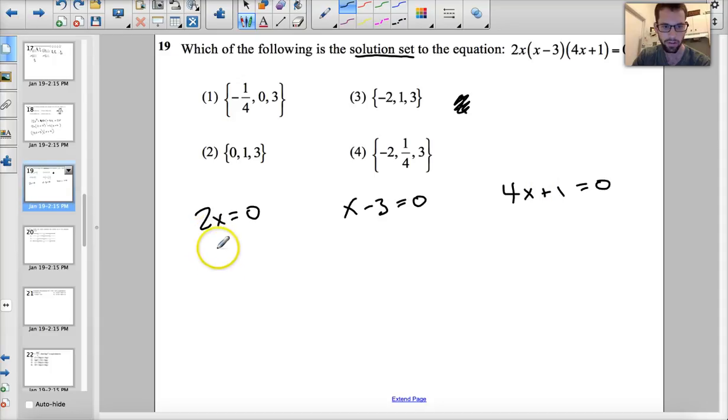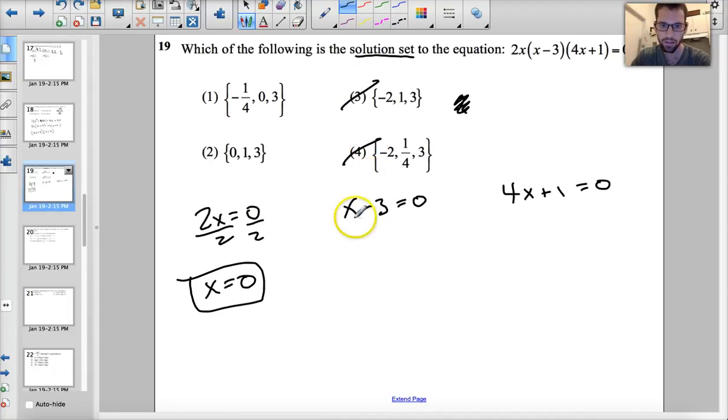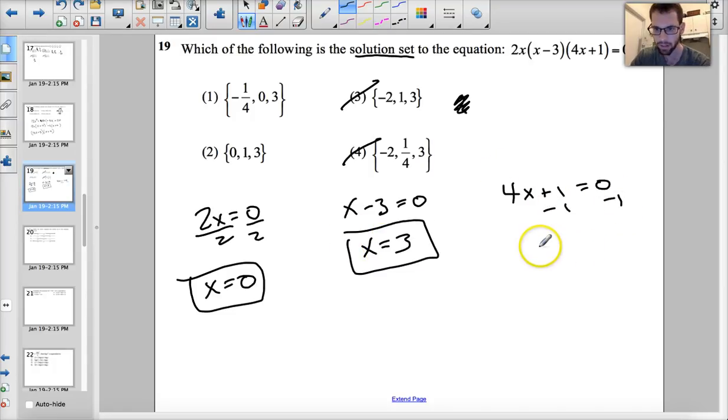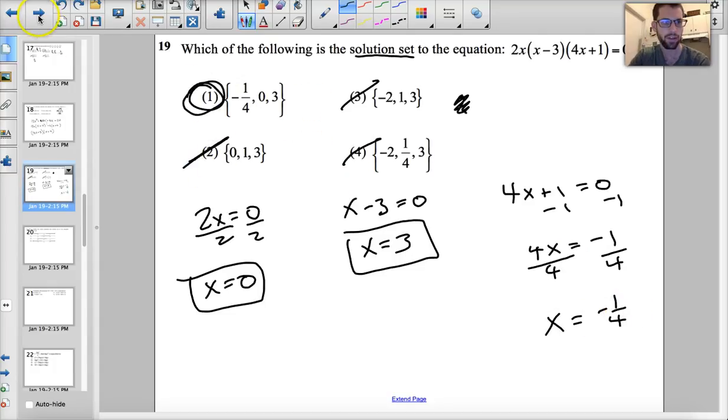So when I solve this, I divide both sides by 2, and I get x equals 0. There's one solution. So this and this are out because 0 is not part of those solution sets. Here, I add 3 to both sides, and I get x equals 3. And then here, I'm going to subtract 1. I get 4x equals negative 1. Divide by 4. I get x equals negative 1 over 4. So that means answer choice number 1 is the correct answer.